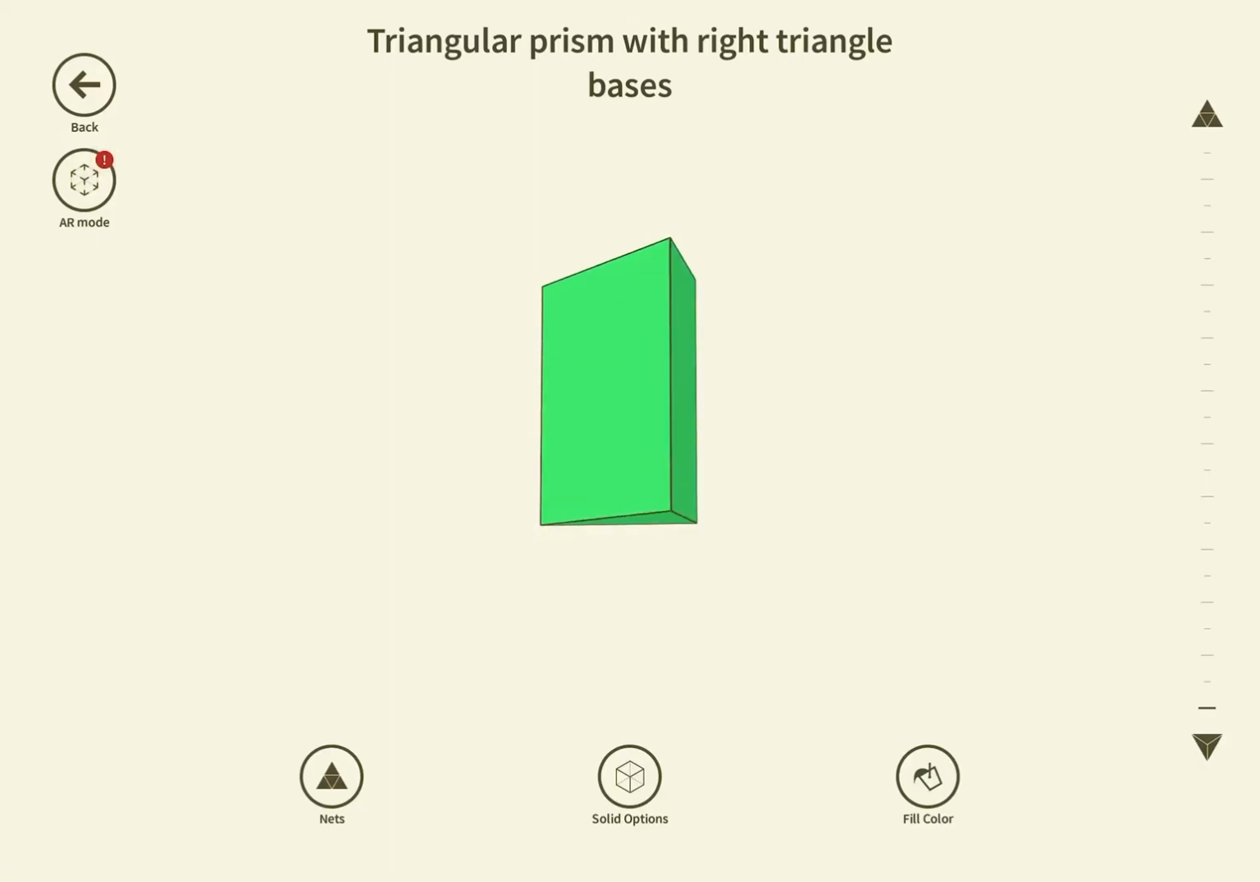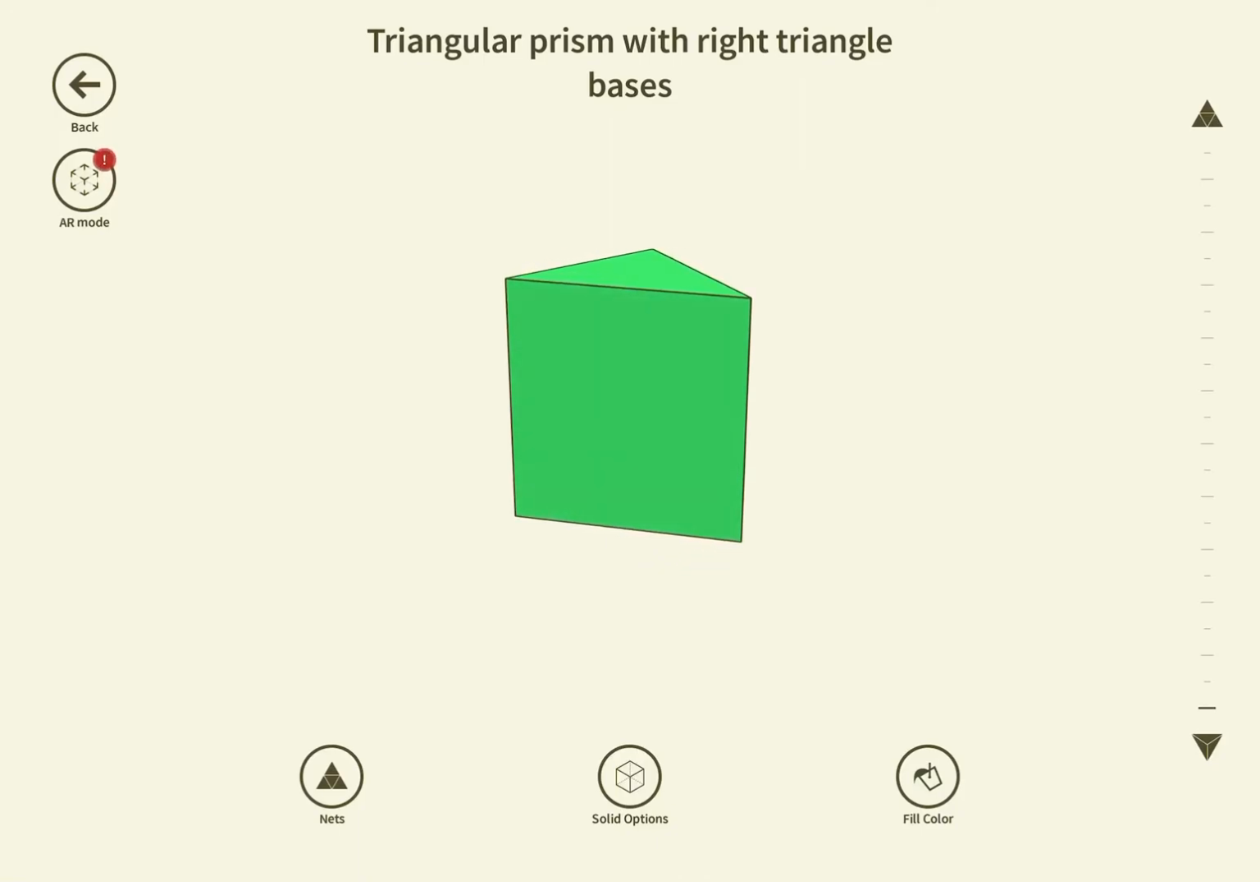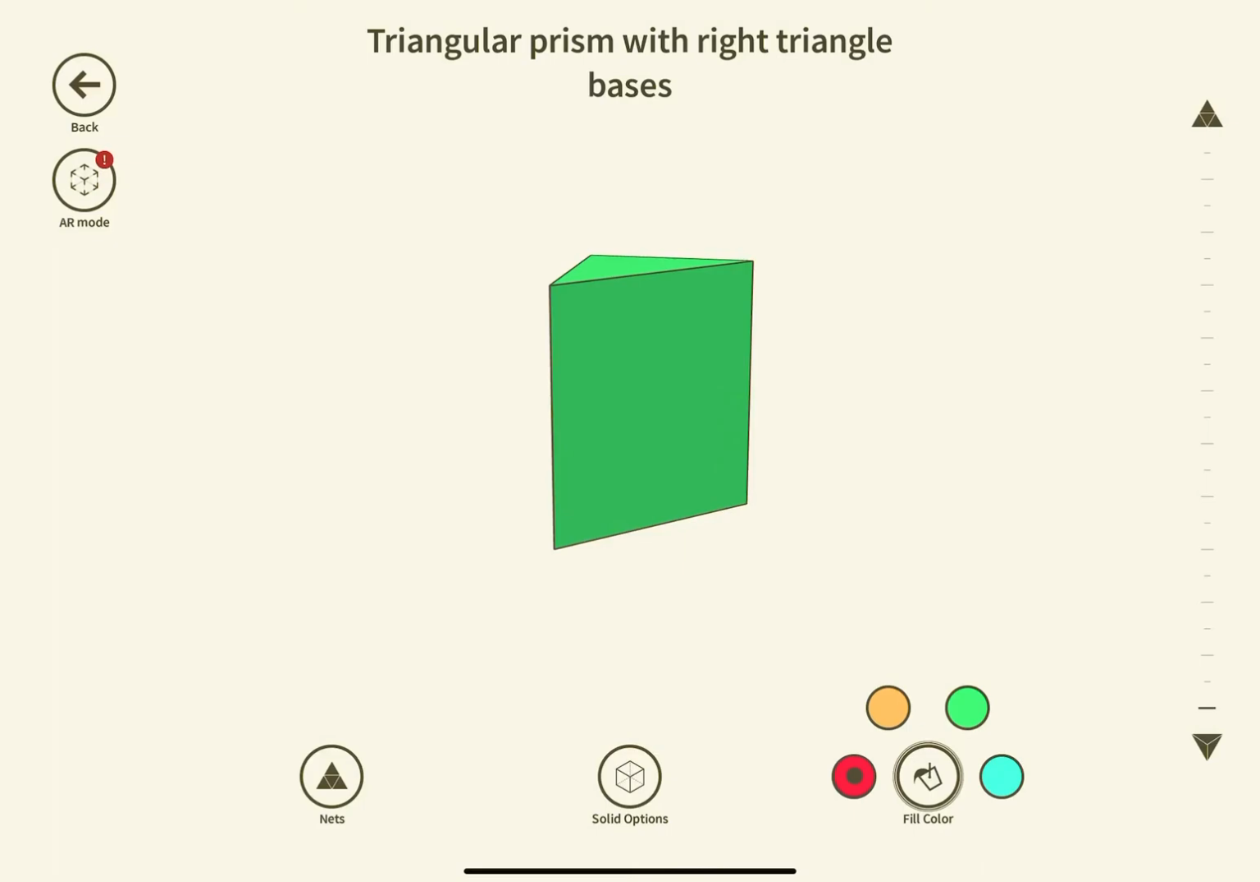Very cool, right? How many edges do you think? Maybe we could try doing these things without looking at the answers. So I'm gonna change the color to blue.